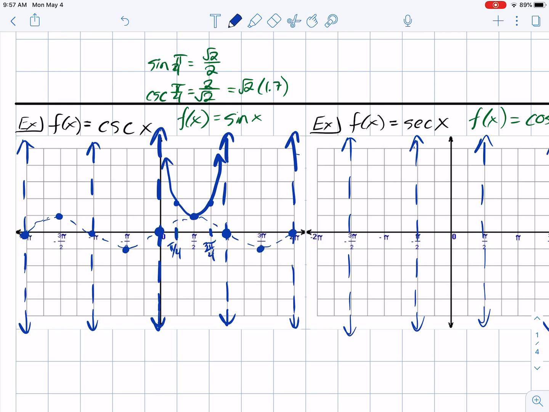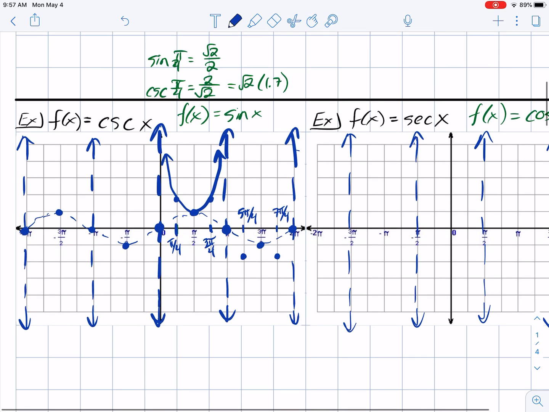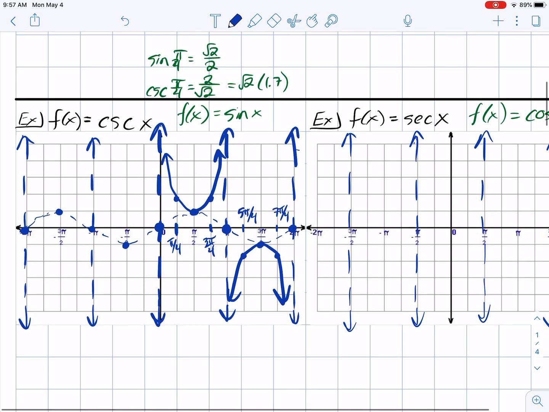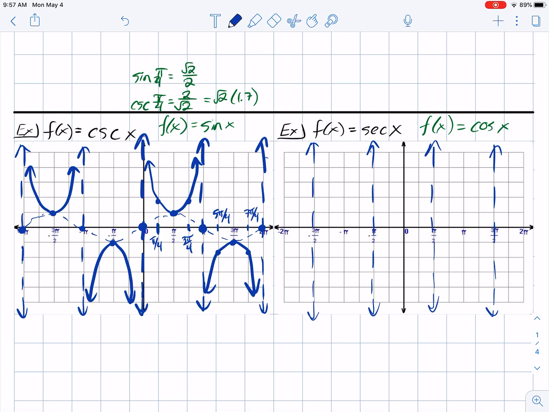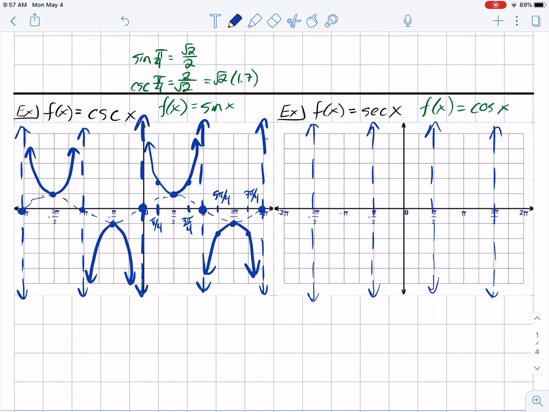The same is true when you get over here to 5 pi over 4, except now it's negative 1.7. 7 pi over 4, negative 1.7. Think about that. We're in our bottom two quadrants. So now this is going to open down. And you really don't need to keep plotting the point of 1.7 as long as you can sketch the original sine graph. That's why at the beginning of this lesson, I was reminding you, hey, you really just need to know the sine function because the reciprocal is just going to be flipped as such.